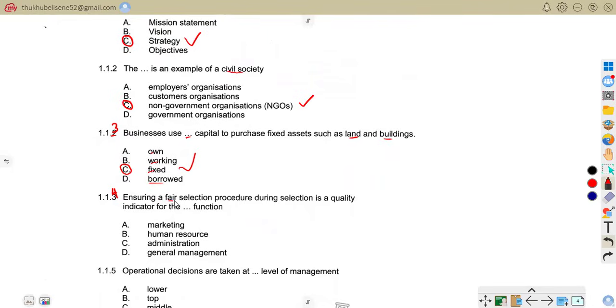Ensuring a fair selection procedure during selection is a quality indicator for this function: marketing function, human resource function, administrative function, general management function. But the correct answer there is human resource function, because they are managing people. They are doing hiring, training, payroll. They recruit. So ensuring a fair selection procedure during selection is a quality indicator for human resource function. So that is that.